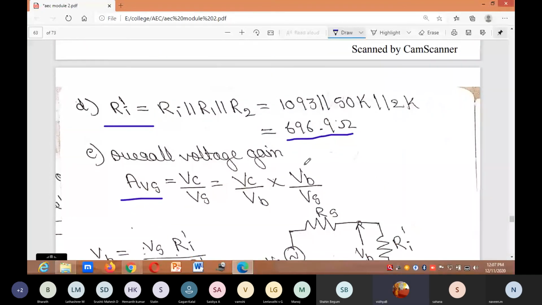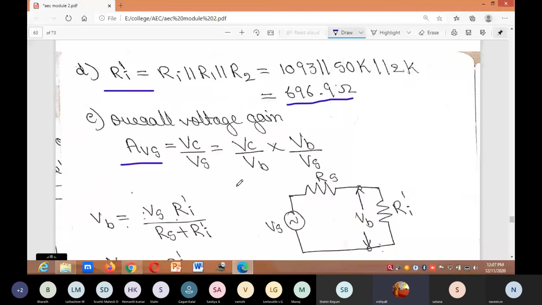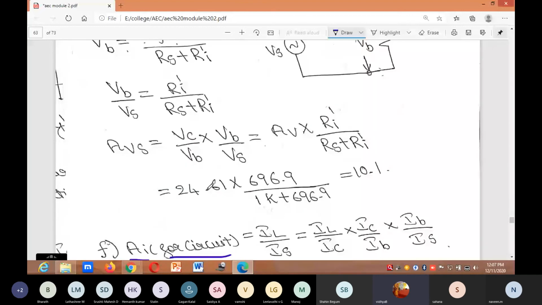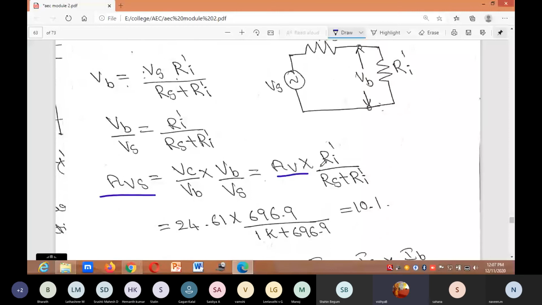Overall voltage gain, that is AVS, is equal to VC divided by VS. If you know the formula, you can apply directly. Okay, VB is equal to VS into RI dash divided by RS plus RI dash. If you know the formula, no need to solve. Directly write AVS is equal to AV into RI dash divided by RS plus RI dash. So we know the value of AV is 24.61, RI dash value is 696.9, and RS value 1K. You will get 10.1. That is what AVS is.